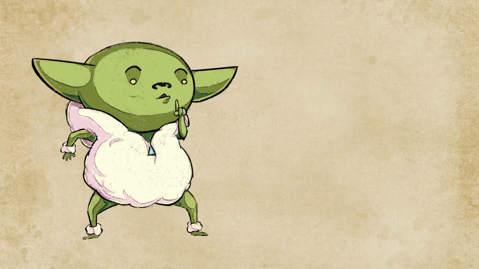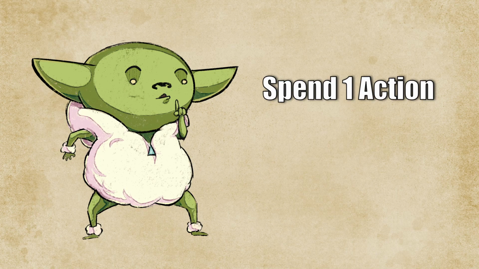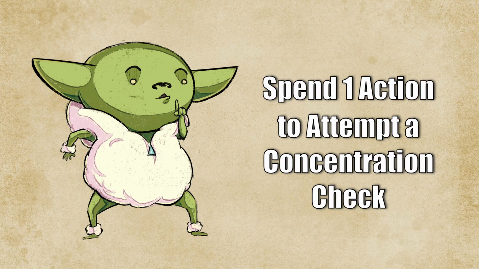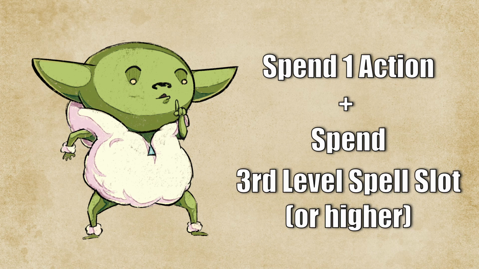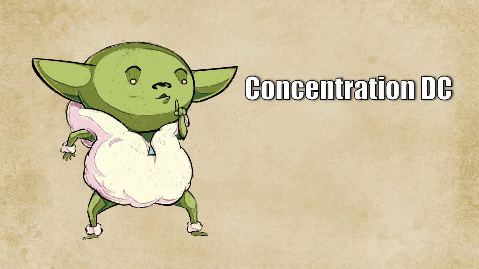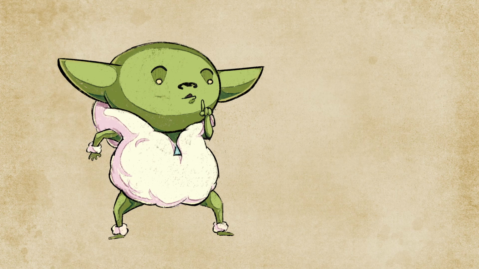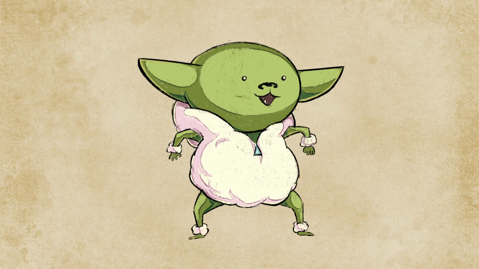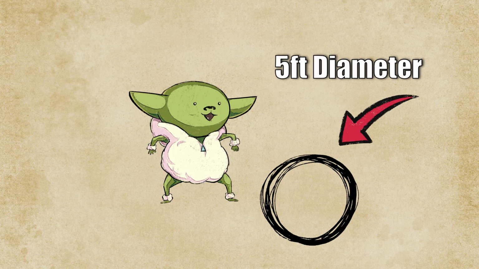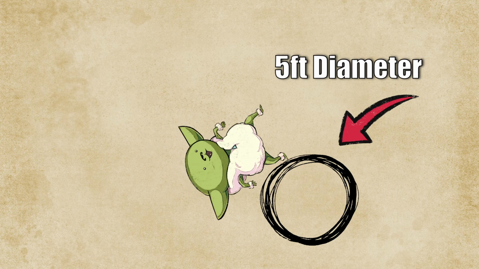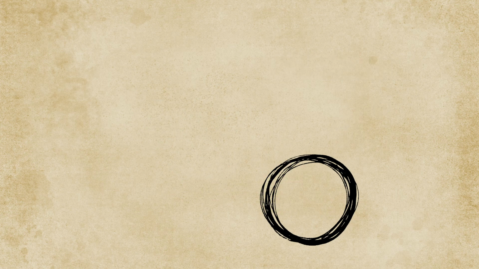And to escape, you need to spend your action to attempt a concentration check, as well as spending a 3rd level spell slot or higher. The DC for your concentration check is equal to the domain's DC. When you succeed on your concentration check, a 5 foot diameter hole exiting the domain opens up in front of you, and you can spend 5 feet of movement to pass through it and exit the domain. And when you do, the hole disappears.